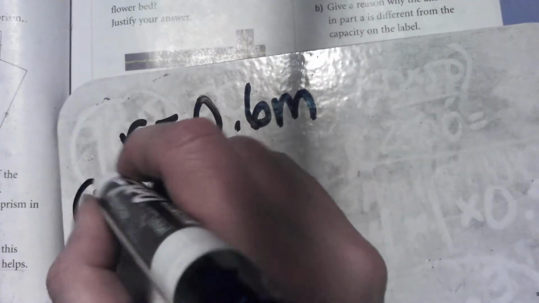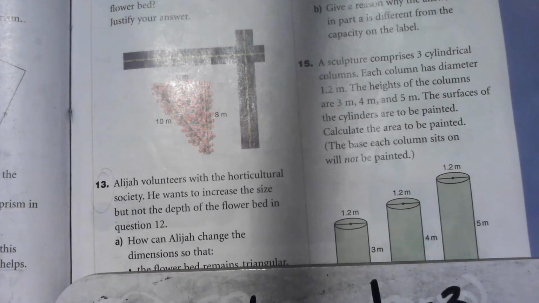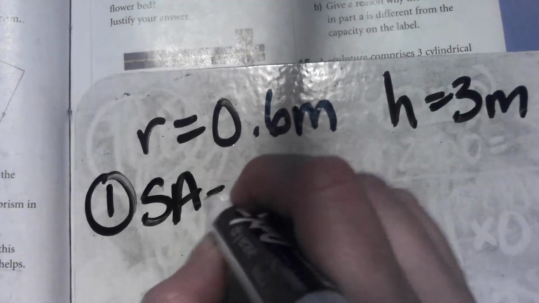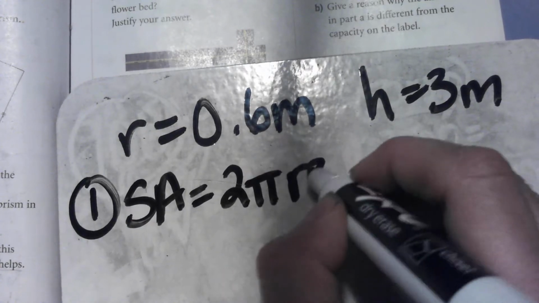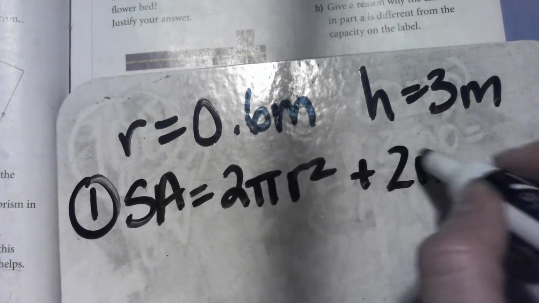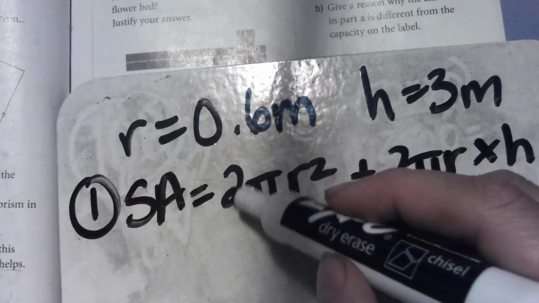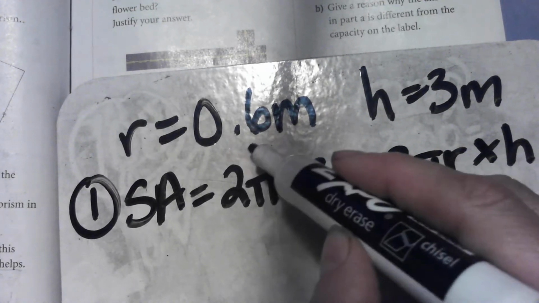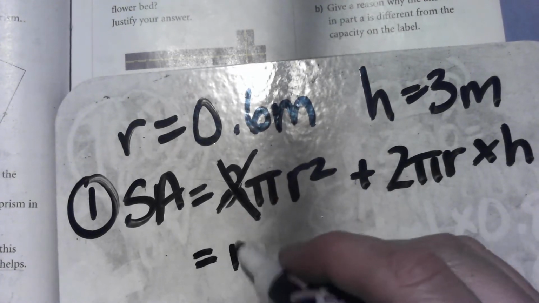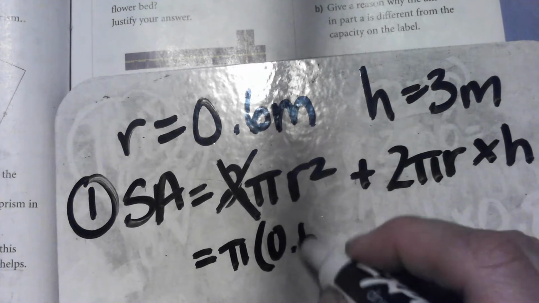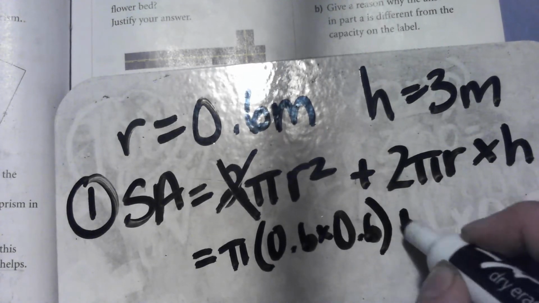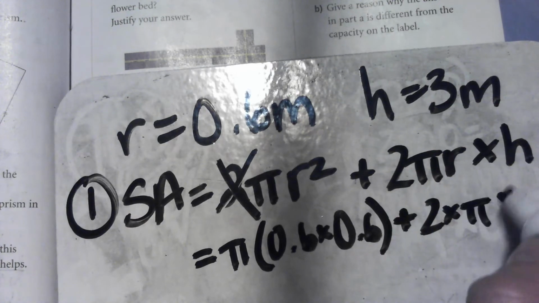So we'll do each of the cylinders here and then add them up. The height of the first one is 3 meters. Remember, the formula for surface area is 2 pi r squared plus 2 pi r, which is the circumference, times h. But notice the base is not getting painted, and these are both the circles, so we get rid of the 2, and it would just be pi r squared. So we've got pi times 0.6 times 0.6 plus 2 times pi times 0.6 times 3.